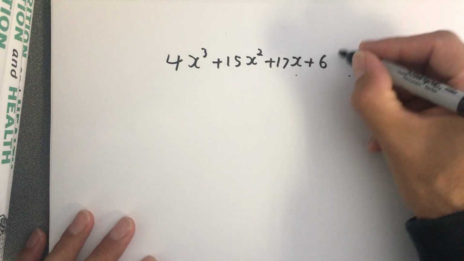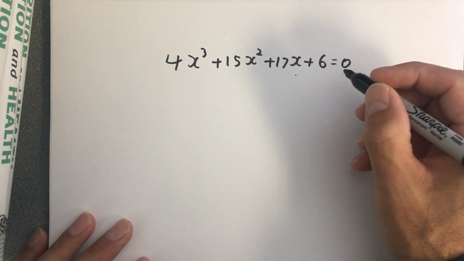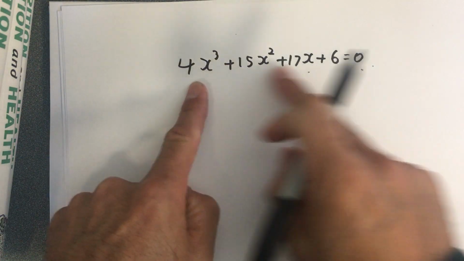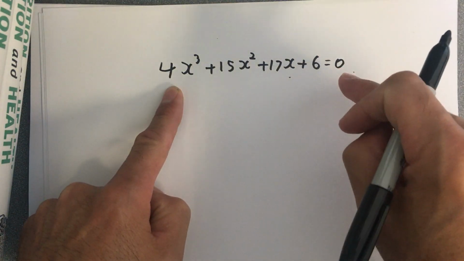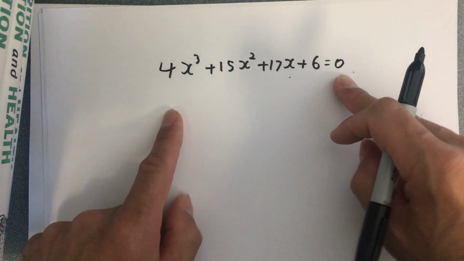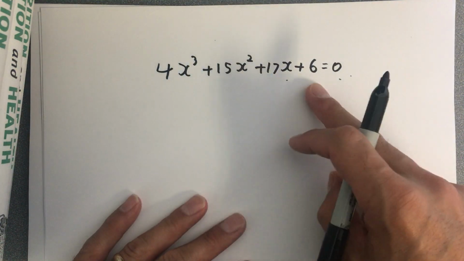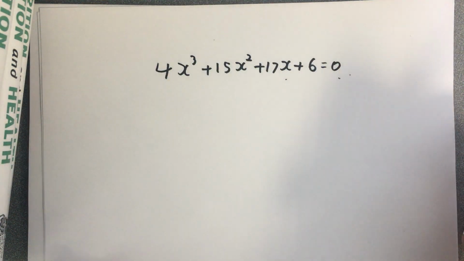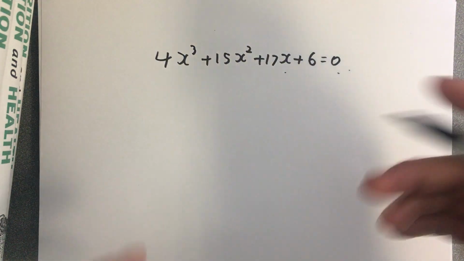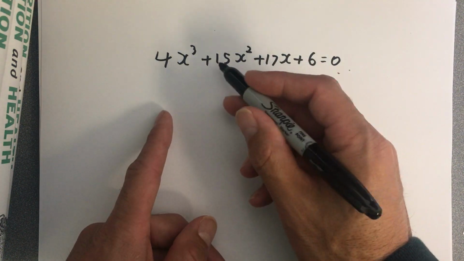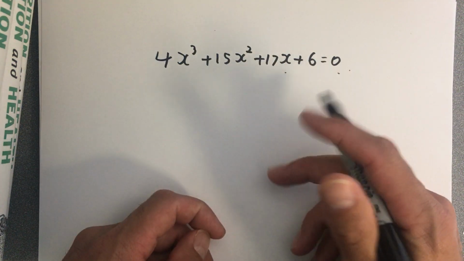Going to solve this third order polynomial. So we're going to find out when this polynomial here is equal to 0. To do so, I'm going to find a factor of this, divide it out, turn it into a quadratic.